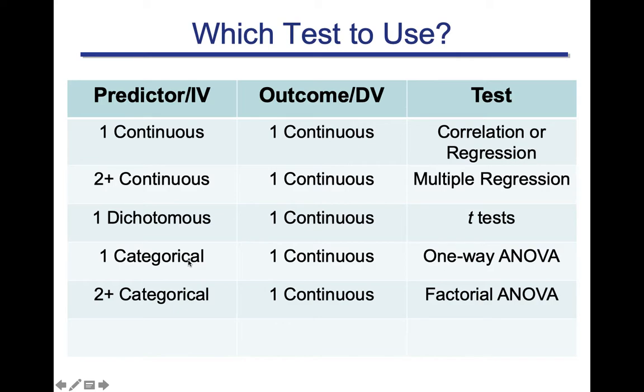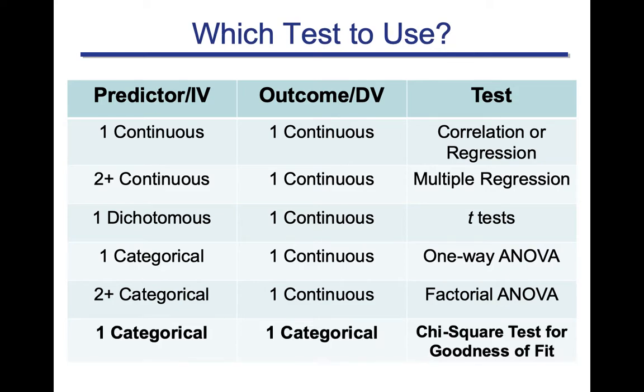When we have a categorical independent variable that has two or more levels, we can do a one-way ANOVA. And when we have two categorical variables, we can do a factorial ANOVA. But you'll notice that all of these outcomes are continuous. So what about when we have a dependent variable that is also categorical? That is, the values of that outcome variable have to be distinct categories.